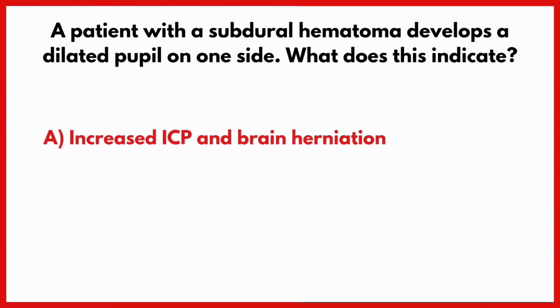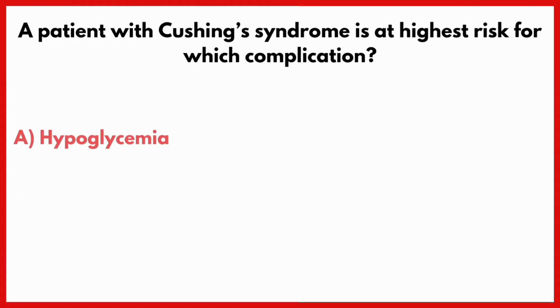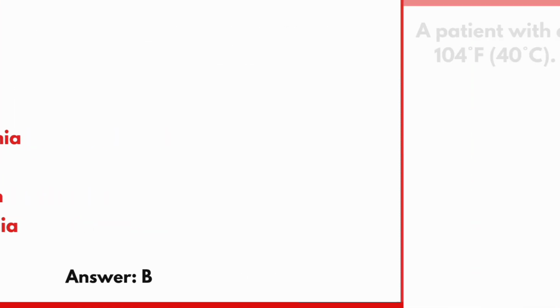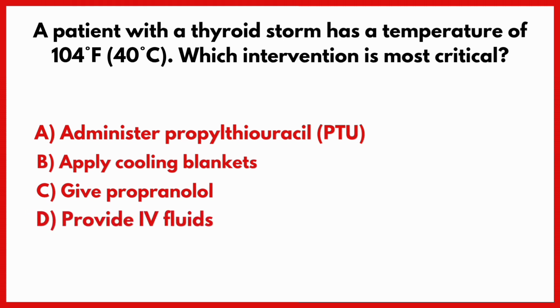A patient with a subdural hematoma develops a dilated pupil on one side. What does this indicate? Correct answer is option A. Increased ICP and brain herniation. A patient with Cushing syndrome is at highest risk for which complication? Correct answer is option B. Infection.